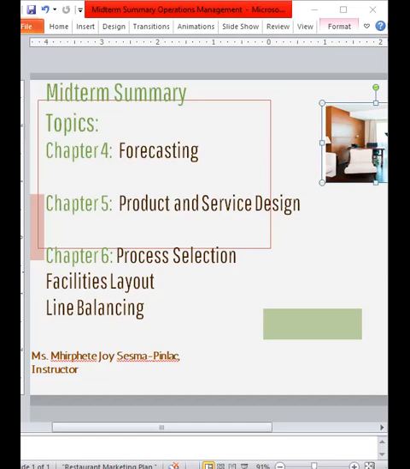The following are the contributions of technology to competitive advantage: improved quality, lower cost, and higher productivity.